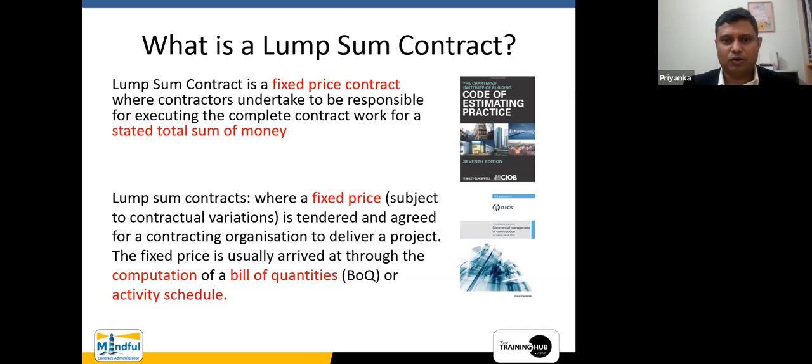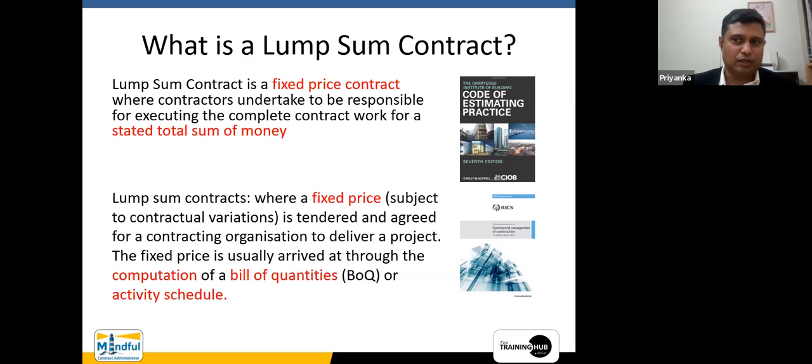In clause 13 there are only amendments. It is not totally changed. But clause 12 has been totally deleted from a remeasurement contract to a lump sum contract. Therefore, contractual variations are possible in a lump sum contract. But it says a fixed price is tendered and agreed for a contracting organization to deliver a project. The fixed price is usually arrived at through the computation of the bill of quantities or activity schedule.